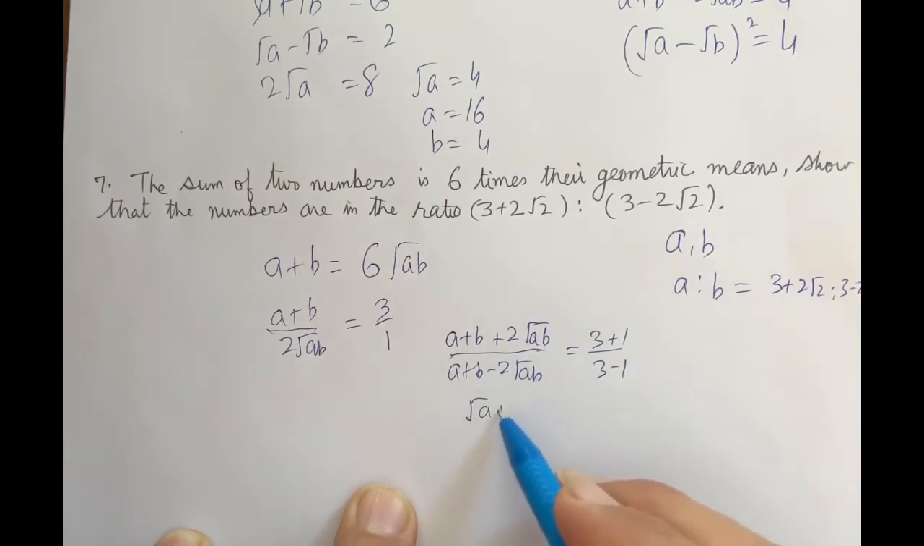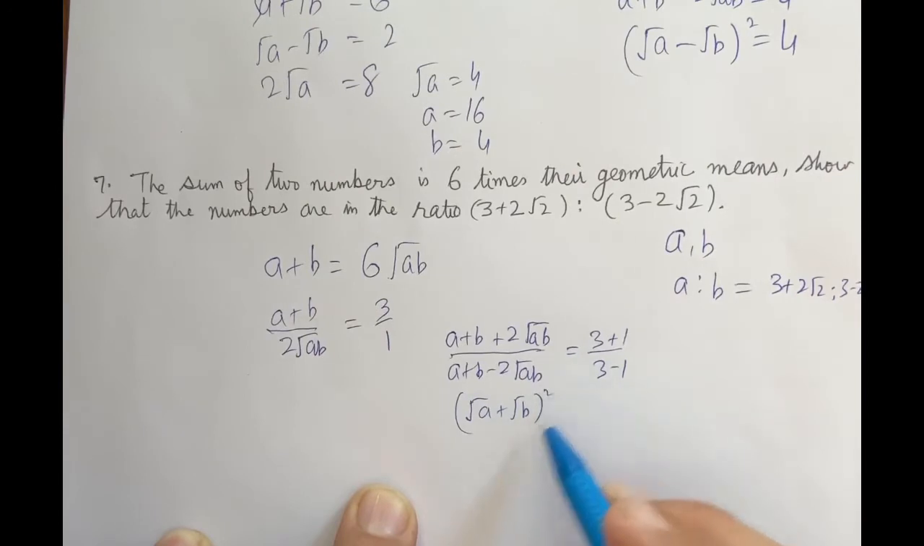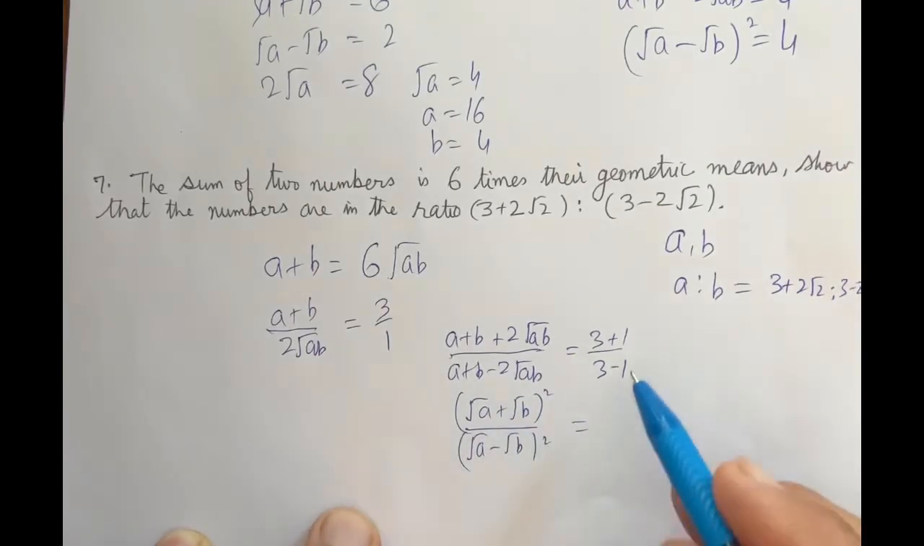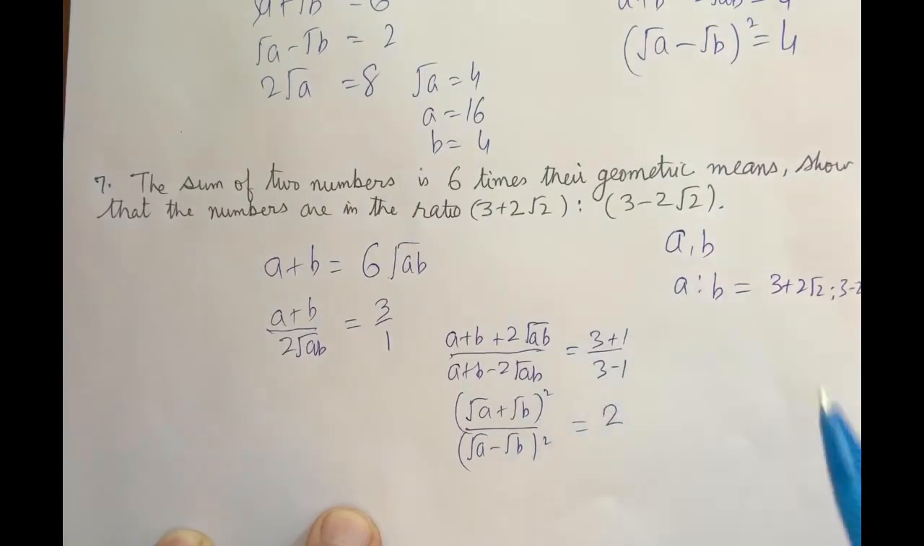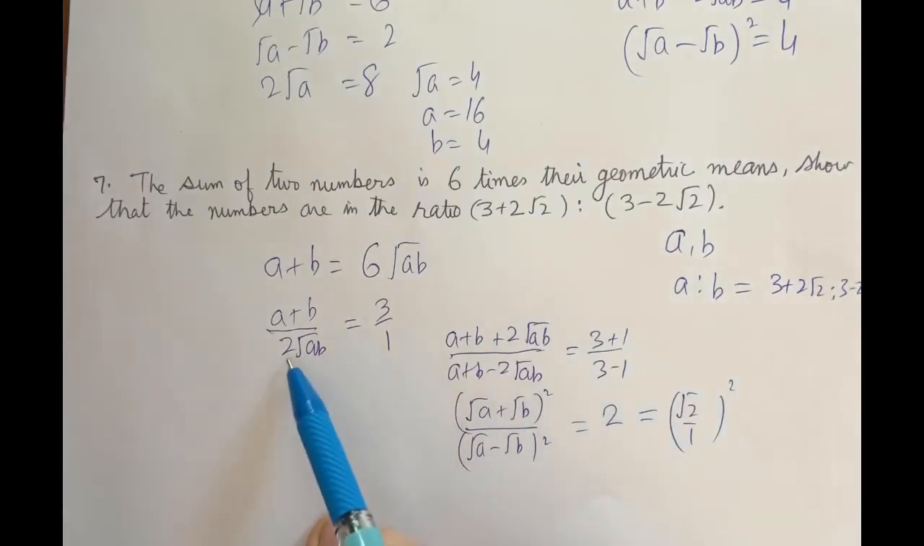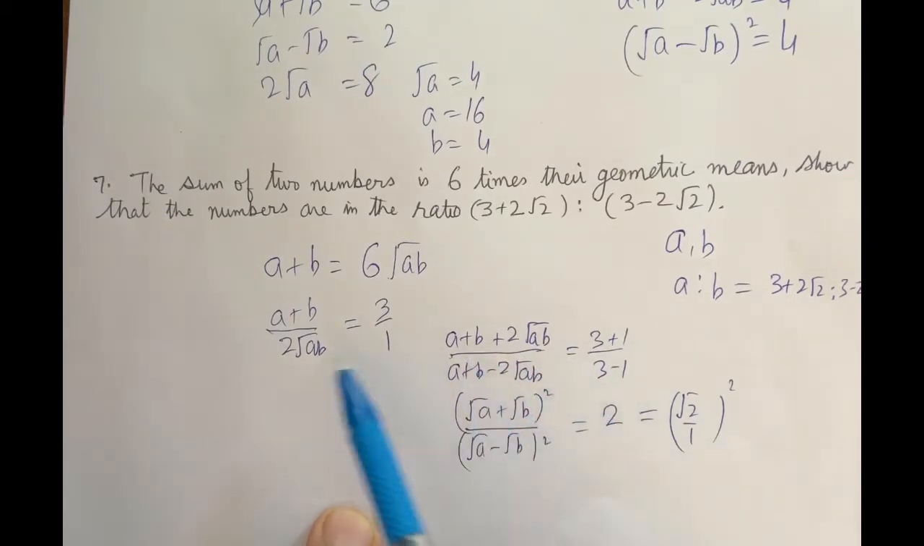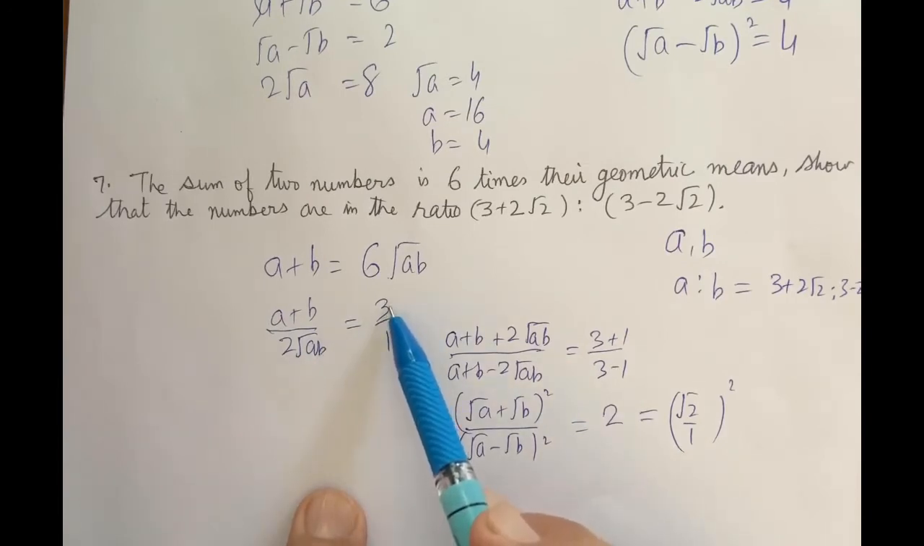Numerator is root a plus root b whole square. Denominator is root a minus root b whole square, and that is equal to 4 upon 2, that is 2. 2 can be written as root 2 upon 1 whole square. So we kept 2 root of ab here, so that when we apply componendo and dividendo, we get these squares. So we always need 2 times root of ab here, whatever is left on the right hand side.